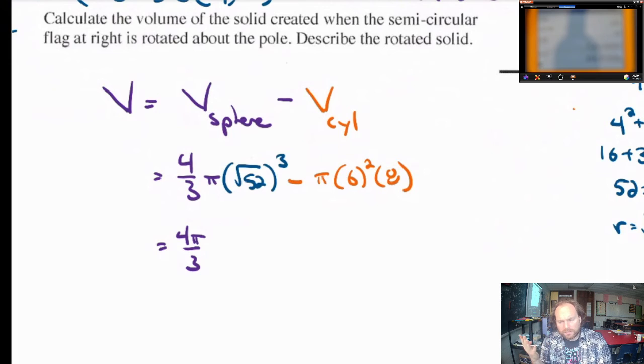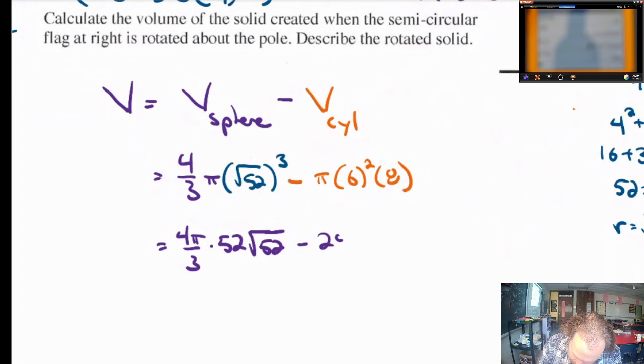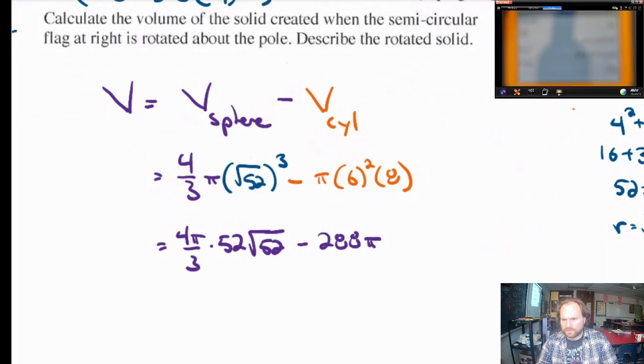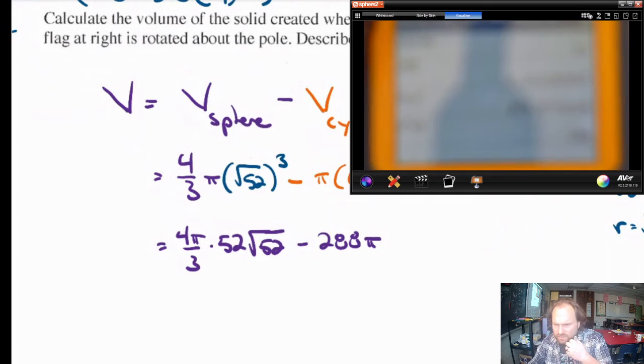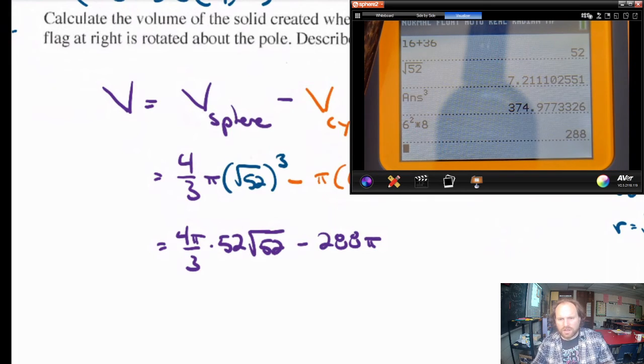I do know that the square root of 52 to the third power is equal to 52 times the square root of 52, because two of them together make up 52, and there's one more on there. Over here, this is actually pretty easy. 6 squared is going to be a number times 8. It's going to be 288 pi. Oh, it looks like calculator cam's a little blurry. Let me bring her up to the front. Autofocus, please. Perfect.